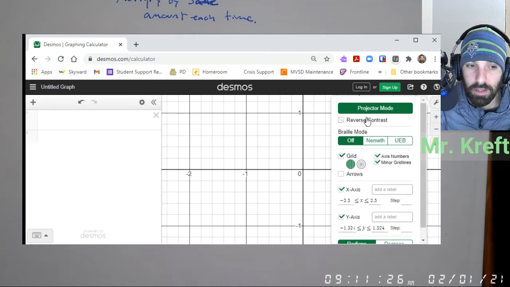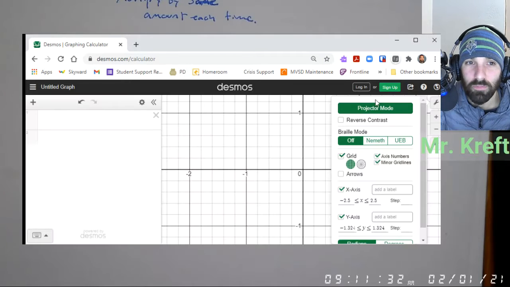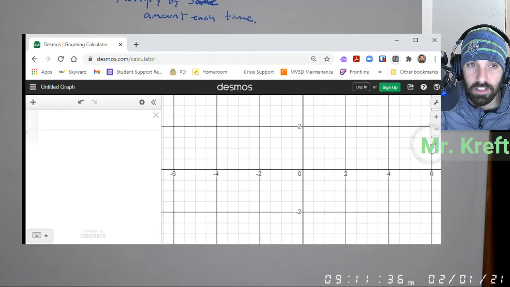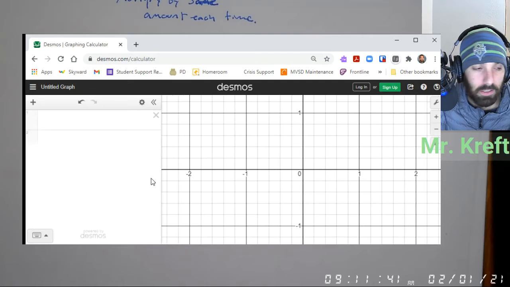Okay, so that's the first thing. The only thing I would ever mess with is the projector mode, reverse contrast. Ooh, that's so cool. All right, so projector mode right here. That's the only thing I would mess with. And then if you hit home, it always goes to the default settings. Okay. All right. The next thing. So that's everything that's over here.